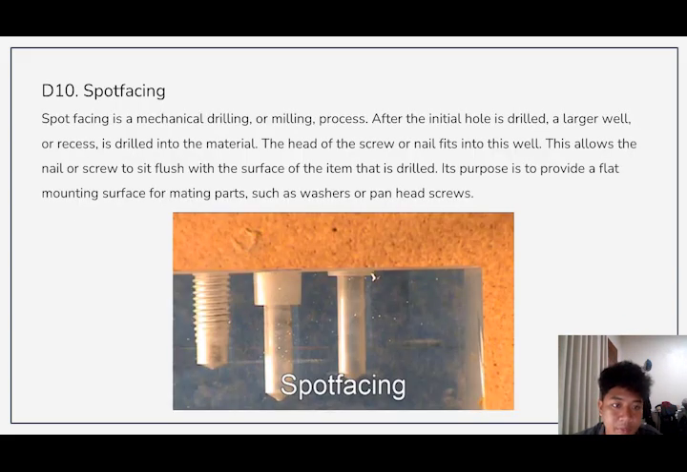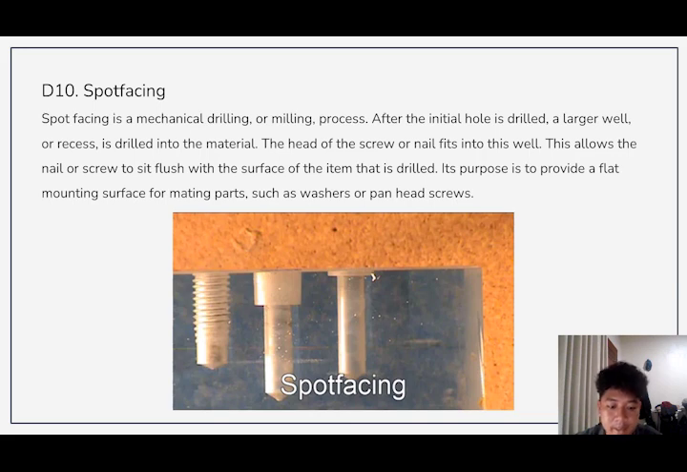Next one is spot facing. Spot facing is a mechanical drilling or milling process. After the initial hole is drilled, a larger well or recess is drilled into the material so that the head of the screw or nail fits into this well. This allows the nail or screw to sit flush with the surface of the item that is drilled. Its purpose is to provide a flat mounting surface for a mating part, such as a washer or pan head screw.